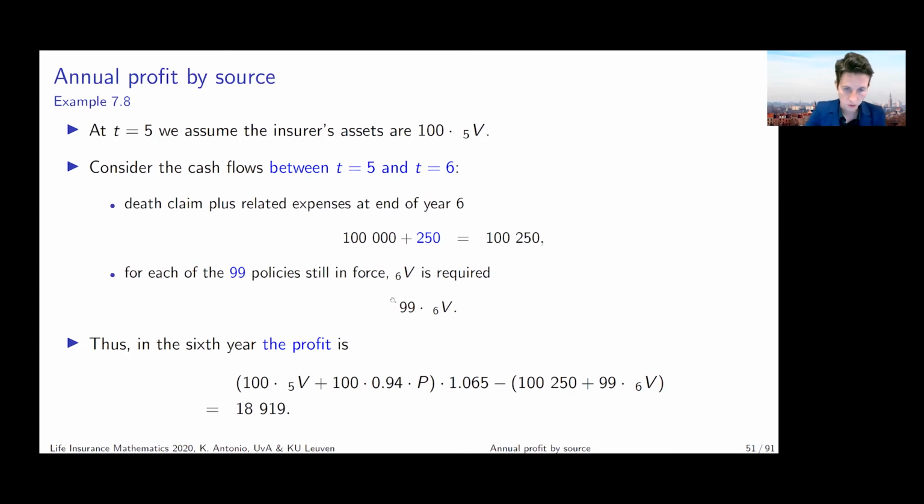So in this particular setting, if you use the values for the policy value at time 5 and the policy value at time 6 as calculated according to your policy valuation assumptions, it turns out that you get a profit of 18,919 euros on this group of 100 contracts. And where does this profit come from? What is the main source, or the big source, of the profit here?